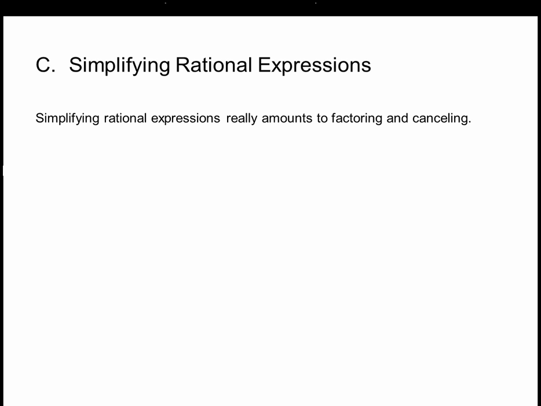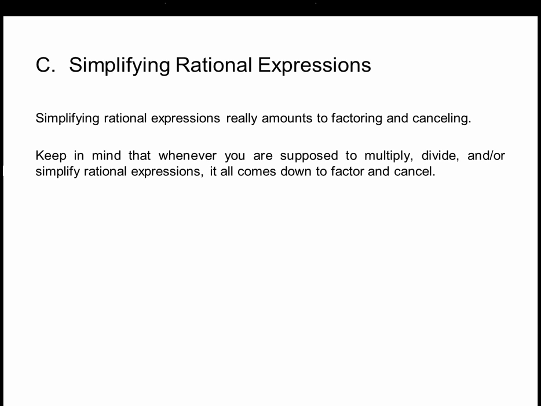Now let's look at simplifying rational expressions. In some sense, we've already been doing it. Multiplying and dividing, the directions are sometimes just replaced with the word simplify. So simplifying rational expressions really amounts to factoring and canceling. That's really what we should tell you, just factor and cancel, but we actually just use the word simplify. So keep in mind that whenever you are supposed to multiply, divide, and or simplify rational expressions, it all comes down to factor and cancel.